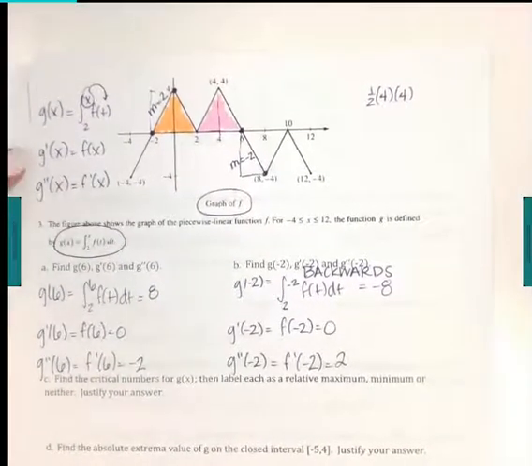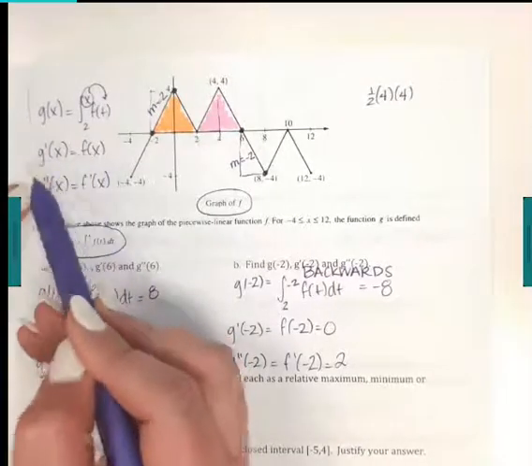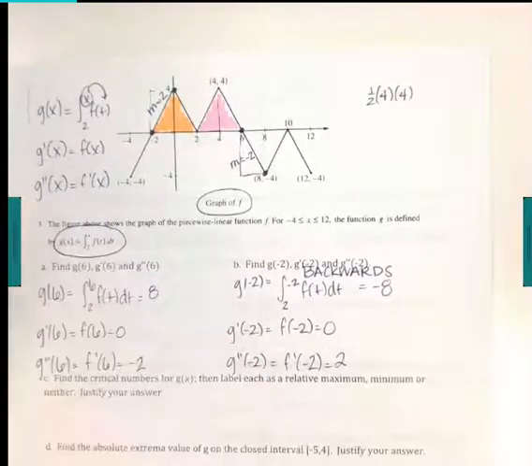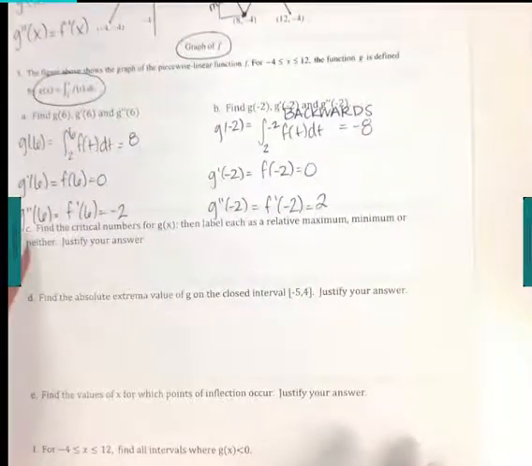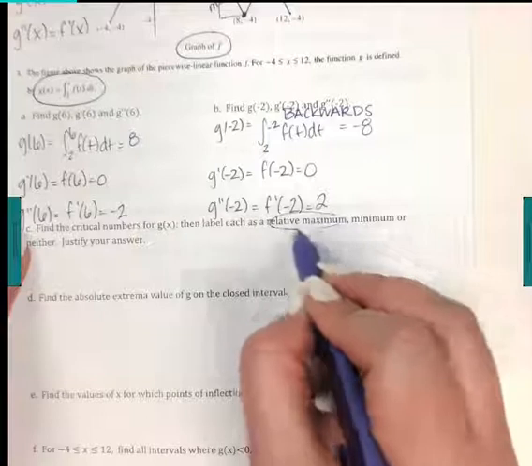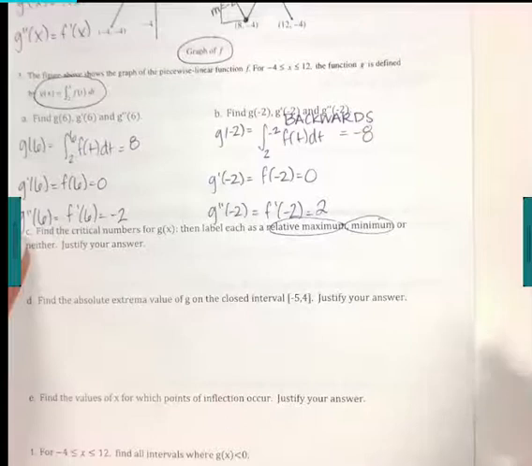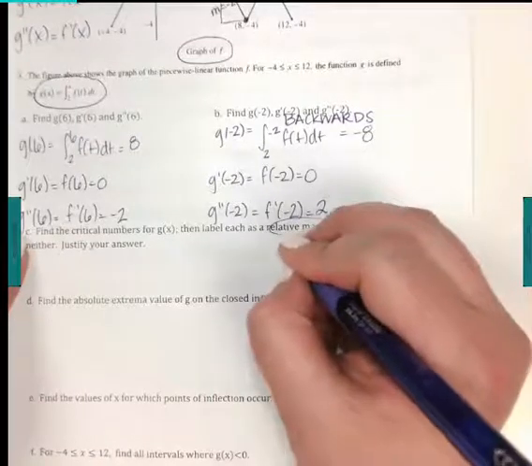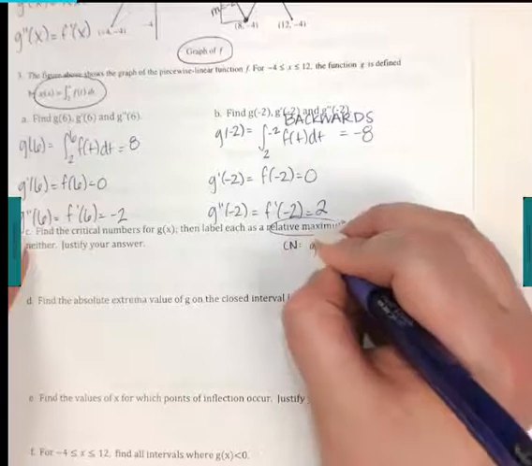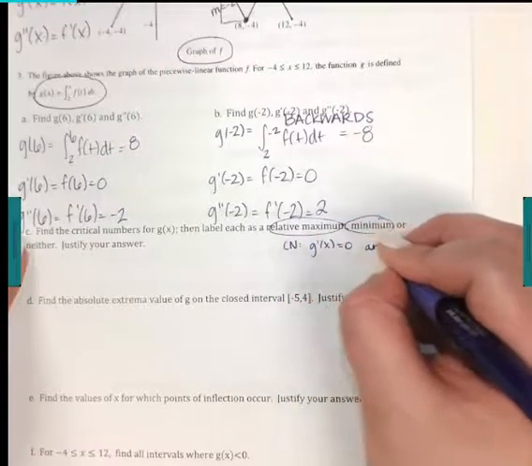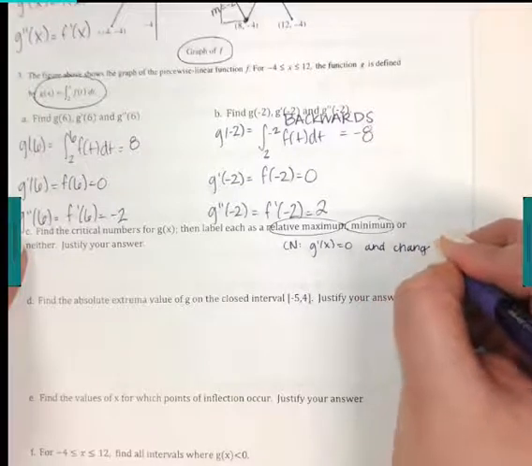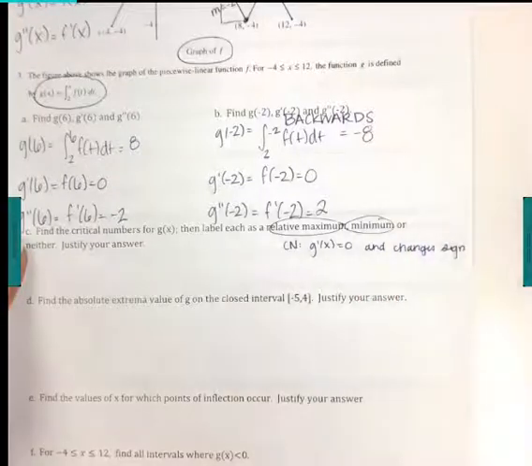But what is G prime? G prime is F. What's G double prime? F prime. Okay. So for part C, I want to find relative mins and maxes and critical numbers. So I want you to think back to the definition of those things. A critical number is anywhere that G prime of X is equal to 0 and changes sign, right? If it changes plus to minus, it'll be a max. Minus to plus, it'll be a min. But I don't have a graph of G prime, but what is G prime the same as?